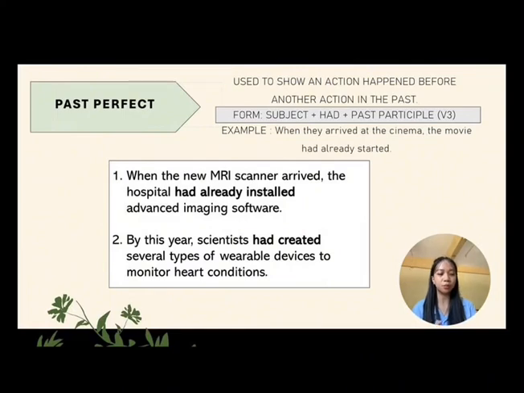And for this past perfect tense, I can't find the article on a website, so I made a new sentence for it. When the new MRI scanner arrived, the hospital had already installed advanced imaging software. By this year, scientists had created several types of wearable devices to monitor heart conditions.